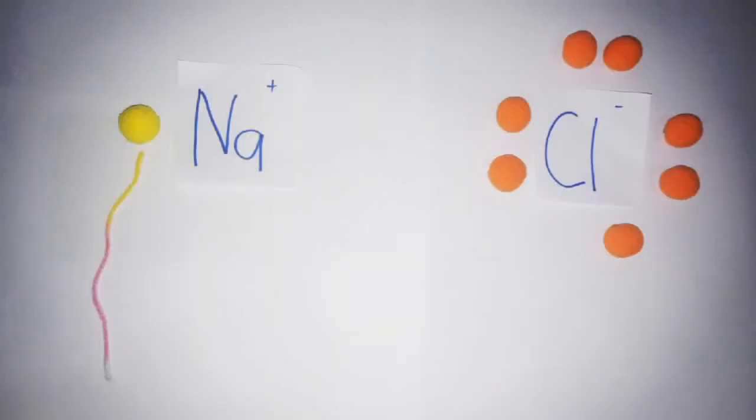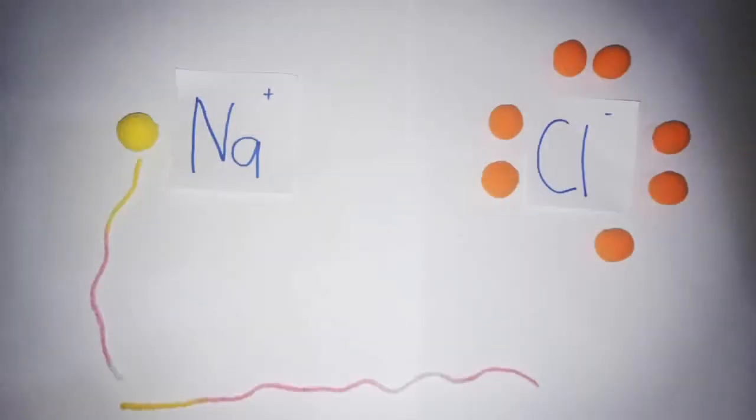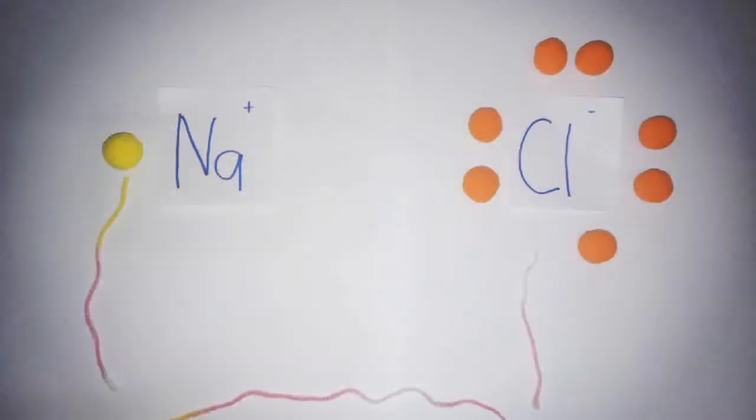Do you still remember the octet rule? It tells us that an atom should have 8 electrons for it to be balanced. And now, as you can see, they are both stable.